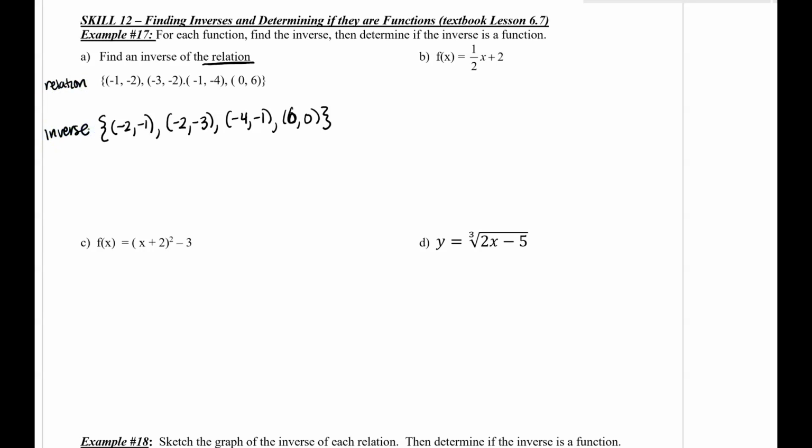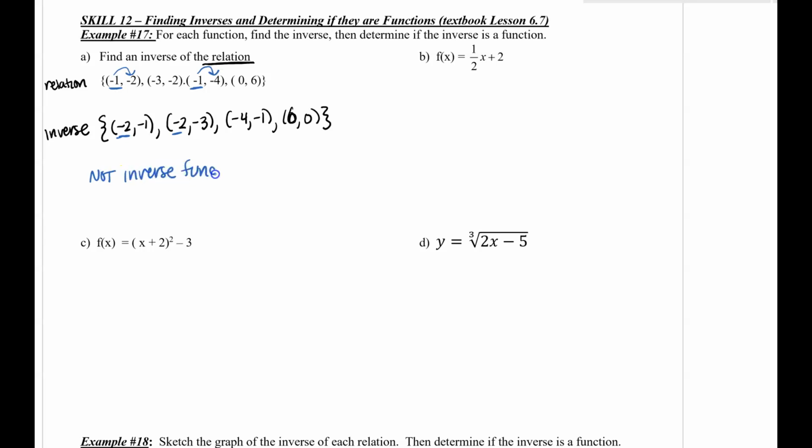And then you'll often be asked if they are functions. And because we use that word loosely sometimes, you forget it has a really strict definition. Functions have to be relations where every input only has one output. So this first relation had -1 going to -2, but then -1 showed up again going to a different output. That would fail the vertical line test. It's not a function, and neither is its inverse because it also has that same issue. So these are inverses, but they are not inverse functions.